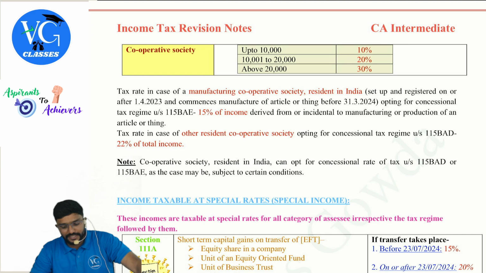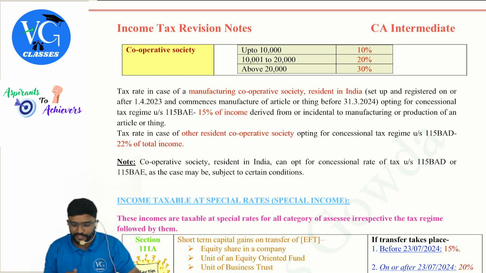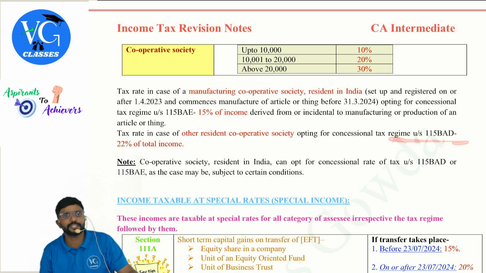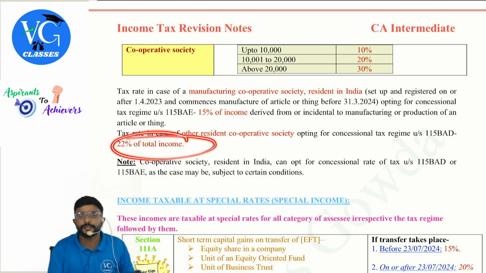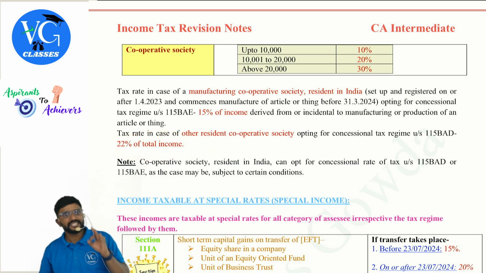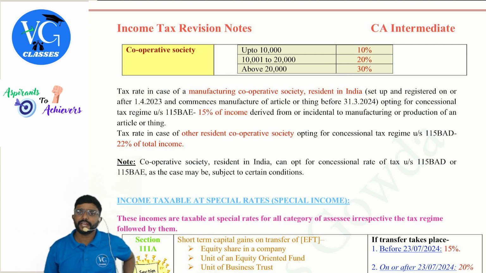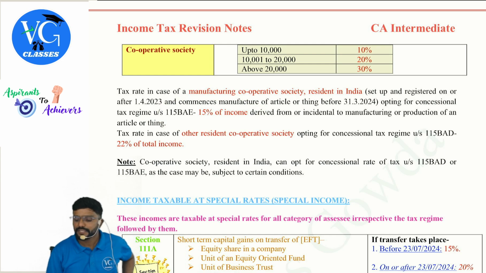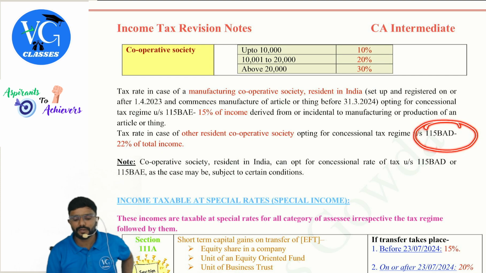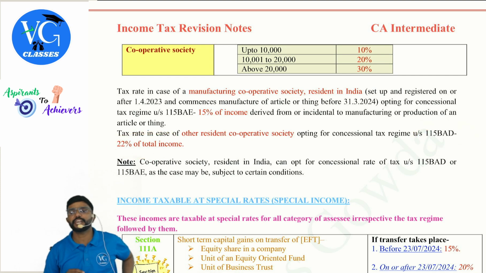Tax rate in case of other resident cooperative society, meaning one who is not manufacturing. What is the tax rate applicable for them? They have an optional scheme under section 115BAD. This is for the resident cooperative society other than one engaged in manufacturing. What is the tax rate, sir? 22%. So optional schemes are available only for resident cooperative societies. If they are engaged in manufacturing, then section 115BAE. What is the tax rate? 15%. Now, sir, they are not into manufacturing, but they are resident. Then section 115BAD is available, under which the tax rate is 22%.